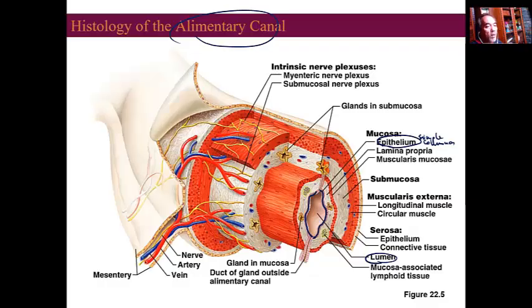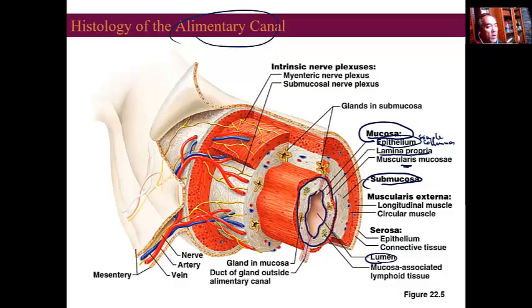Around that is going to be the lamina propria. We always have a lamina propria when there's an epithelium. Then we have a single muscle layer around the structures here called the muscularis mucosa. That whole layer is called the mucosa. It has an outer muscle layer, and it has the lamina propria underneath the epithelium. That's your mucosa. Now the next one is a layer called the submucosa.